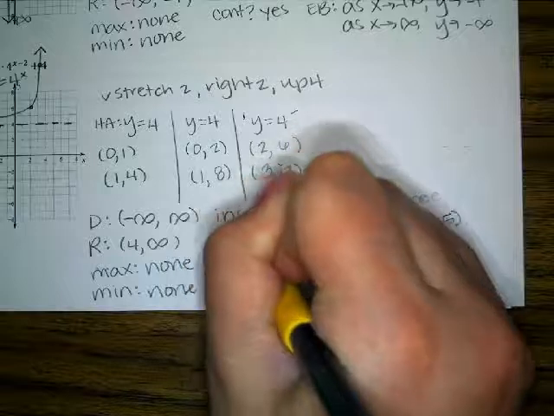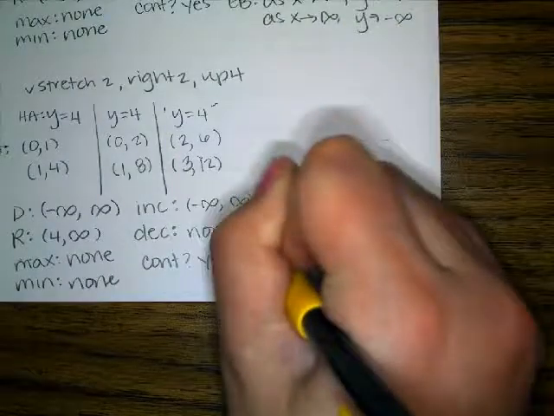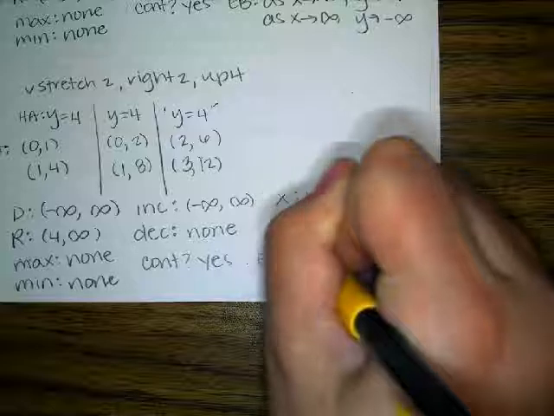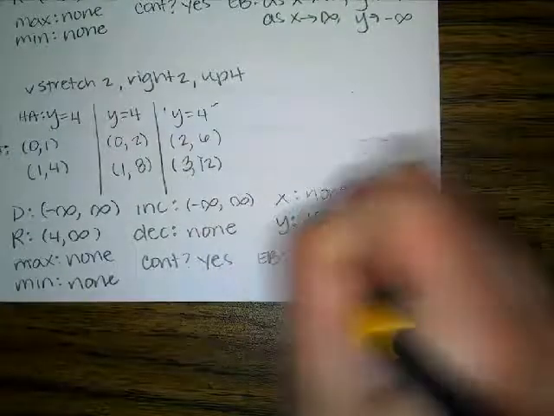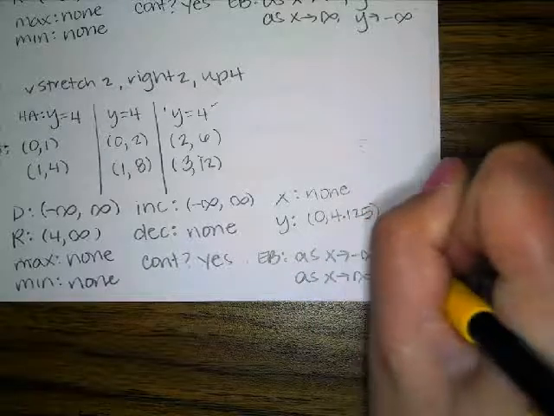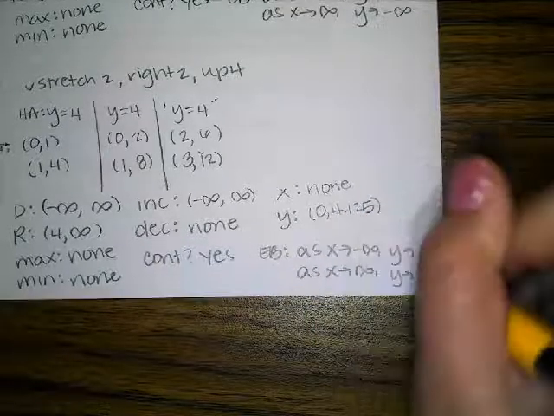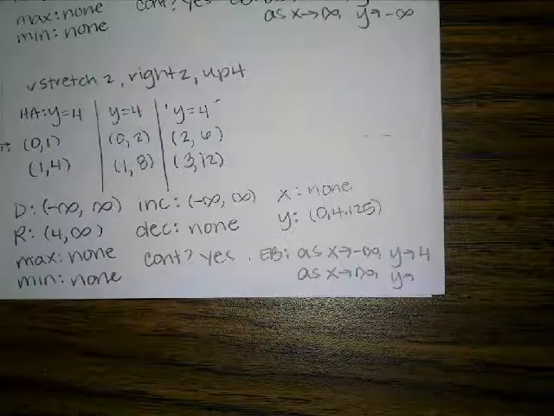End behavior. We're going to look at the left arrow. We're going to look at the right arrow. What do you guys see as you look at the left arrow? Y is 4. Okay. What do you see as you look at the right arrow? It goes up. Okay.